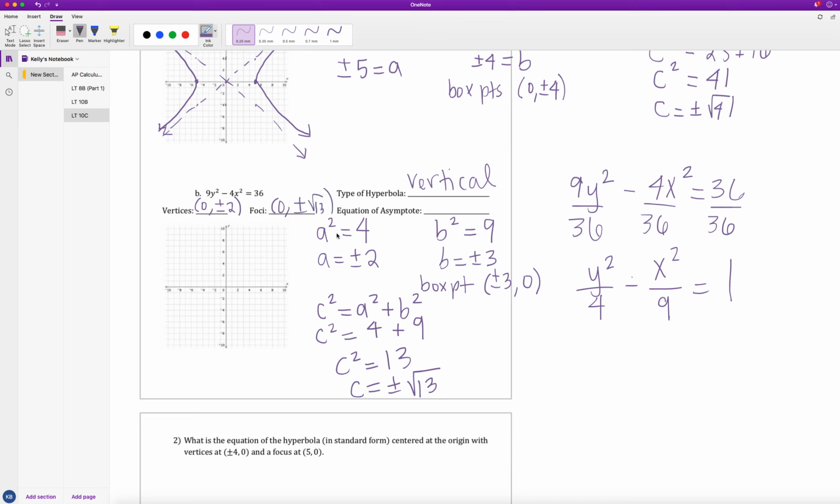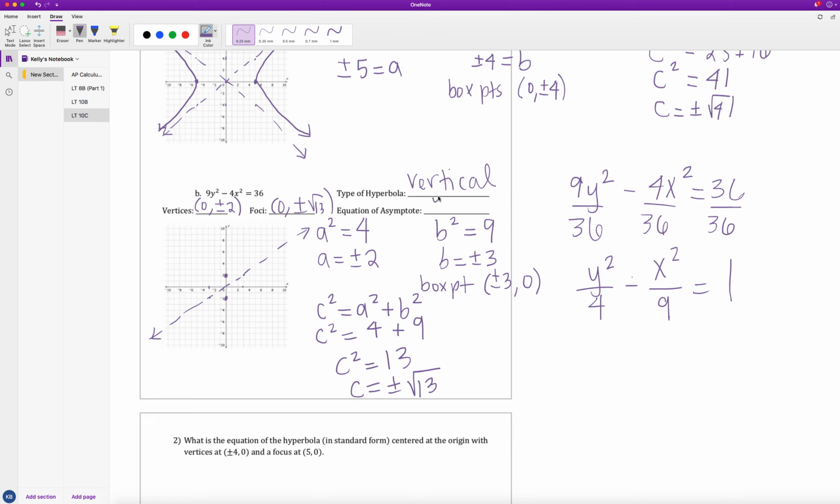So we're at 0, plus or minus the square root of 13. I'm going to start by graphing this stuff that we have. So I have a vertex up here at (0, 2), then one down here at (0, -2). My box points are at (3, 0) and (-3, 0), and that's just going to help me get my asymptotes. So from the origin, I'm going up to my vertex, going over to my box points, and I'm getting this asymptote there. Likewise, I'm getting the rest of the line going down to the left.